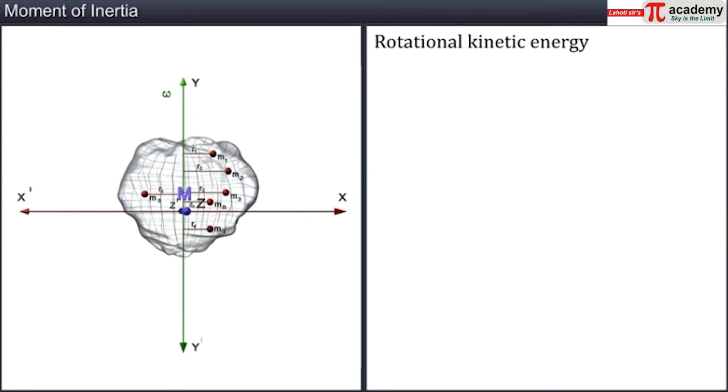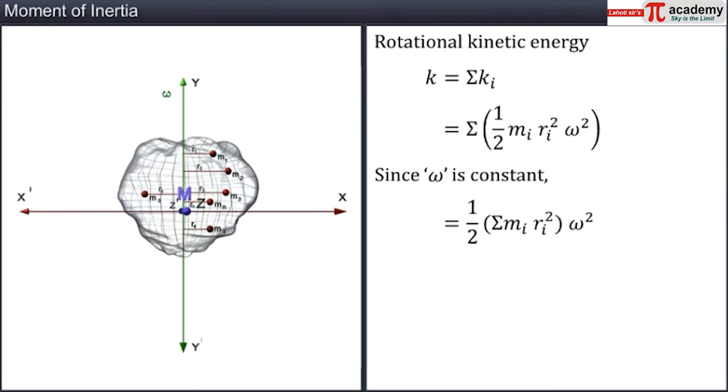The rotational kinetic energy of a rigid body is the sum of the kinetic energies of the constituent particles. K is equal to sigma Ki, which is equal to sigma half miri square omega square, which is also equal to half into sigma miri square into omega square. If we define a new physical quantity, I, that is equal to sigma miri square, then the rotational kinetic energy of a rigid body, K, is equal to half I omega square. Let this be equation 3.